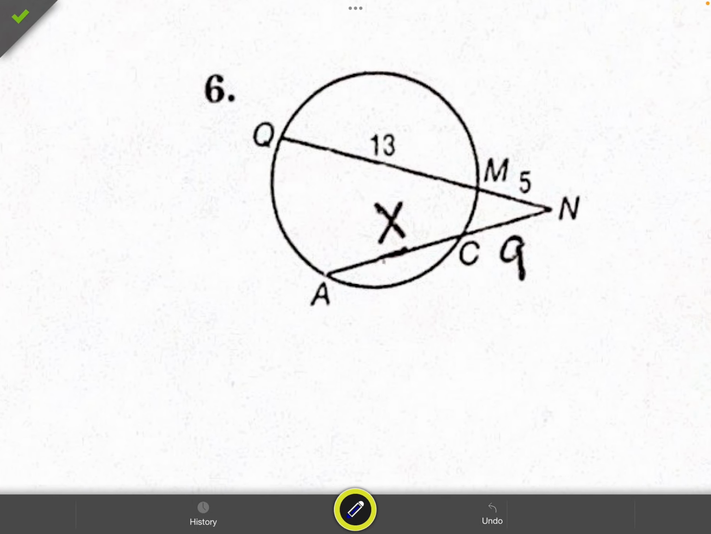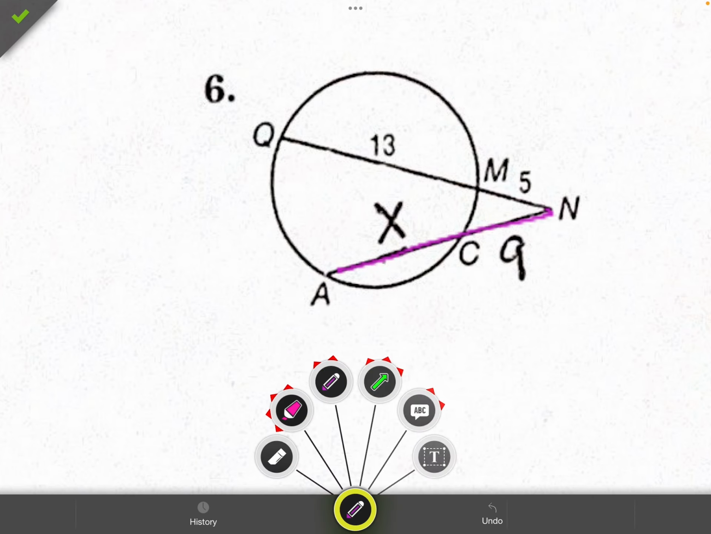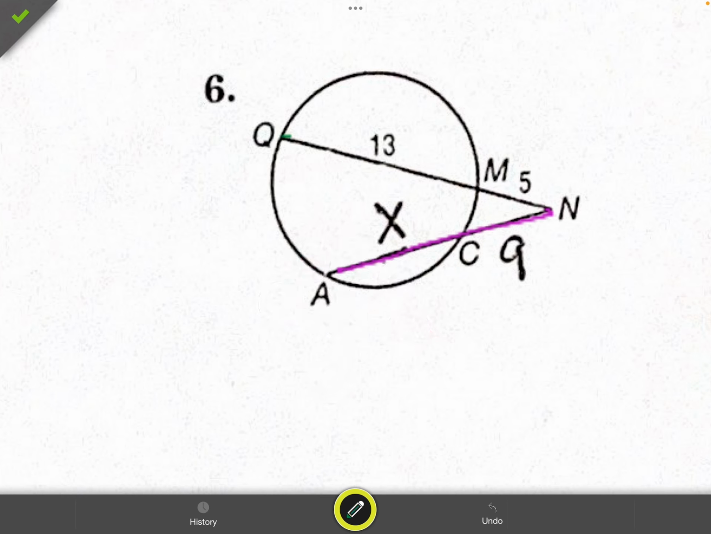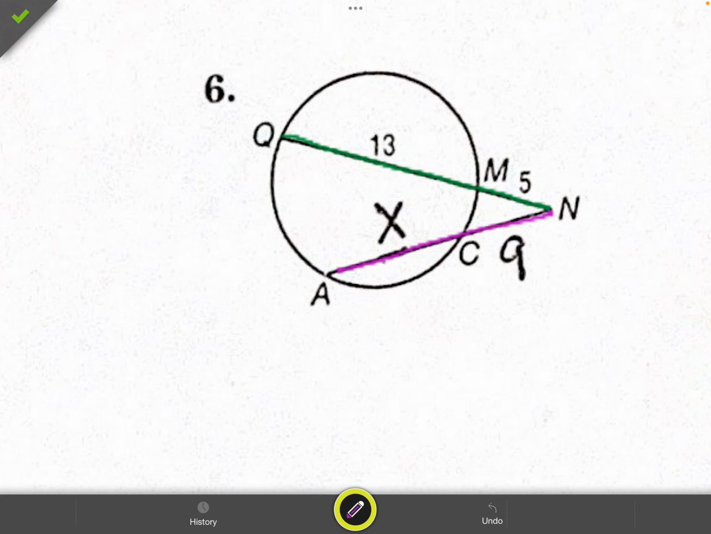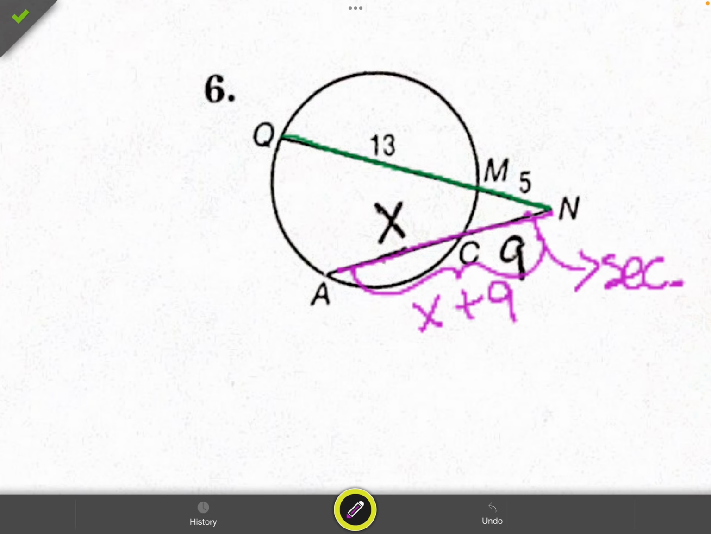So let's look at number 6. Same thing, color code. Now we got to figure out what kind of segments. So if you look, X is on the inside, 9 is on the outside. This would be a secant. I'm going to abbreviate. So you see that, you want to do the whole, because secant is whole times the part on the outside.